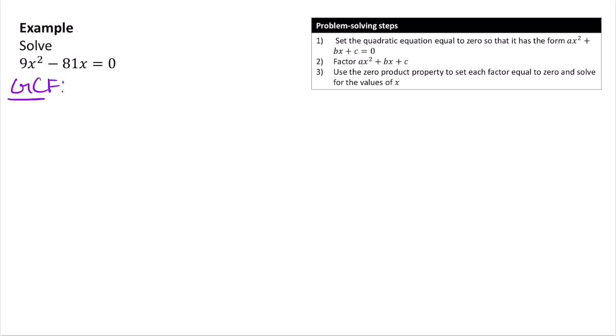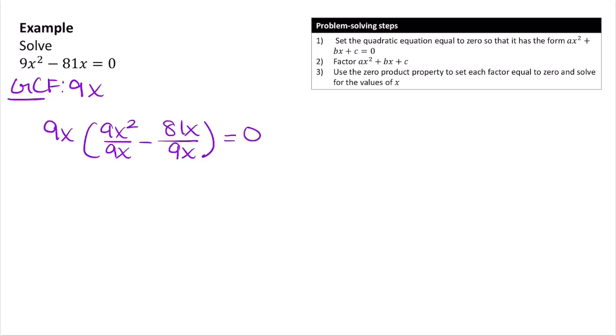So I can factor a 9 out of both terms, and notice that both terms have an x in them. So if I factor out a 9x, I get 9x squared over 9x minus 81x over 9x, and that's equal to 0.